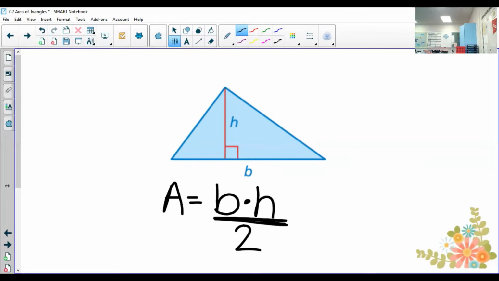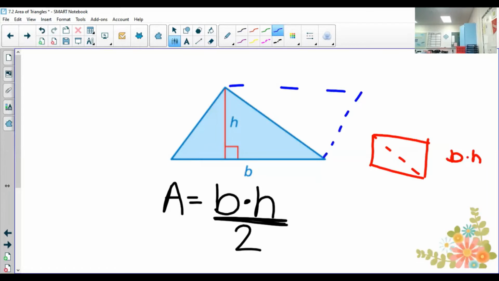Well, remember our parallelograms? The area of a parallelogram was base times height. But if you split a parallelogram in half, what do you get? 2 triangles, right? So that's why we're dividing by 2. We're taking the base times height of essentially this whole entire parallelogram, right? There's a whole shape here. We just don't see it. But the base and the height are still the same. So we're just going to divide it by 2 in order to find the area of a triangle.